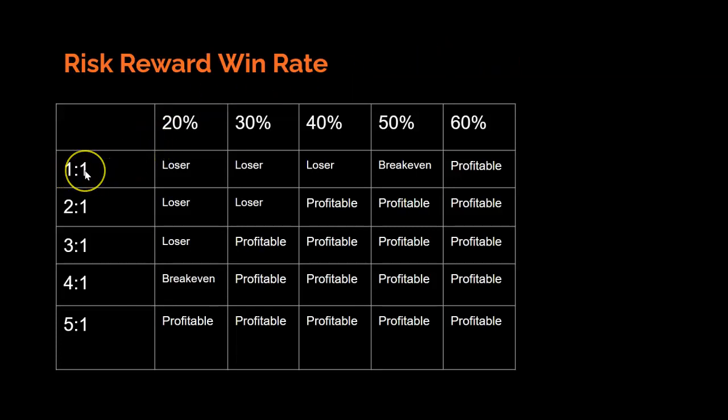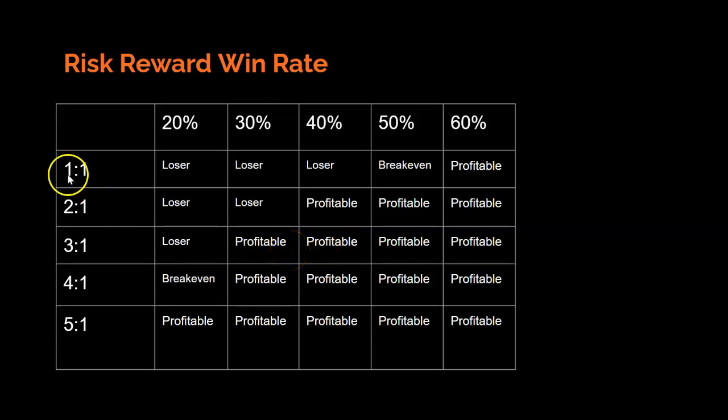If I lose as much as I win, I need to win at least 50% just to break even, and I need 60% to be profitable. So I have to win 6 out of 10 to be profitable with a 1-to-1. But if I have a 2-to-1, then I only have to win 4 out of 10 to be profitable. A 2-to-1: if I win $2 and only lose $1, I only have to win 40%. And likewise, with a 3-to-1 ratio, I can be profitable at 30%.